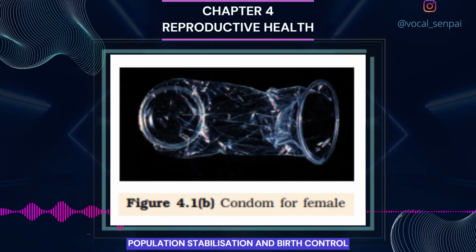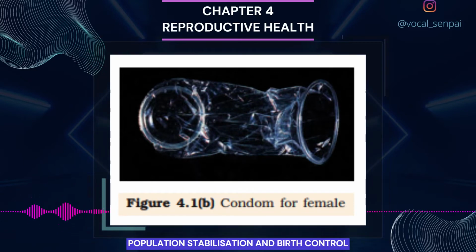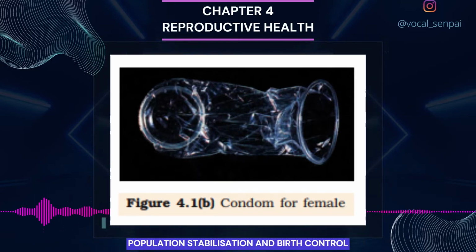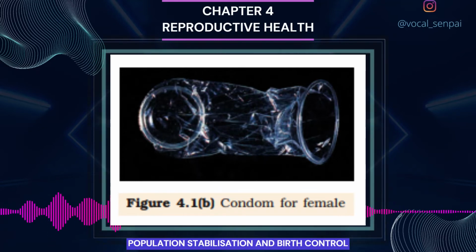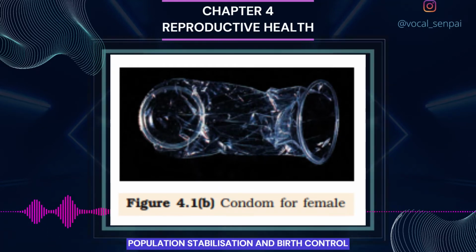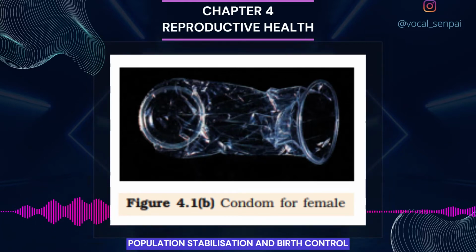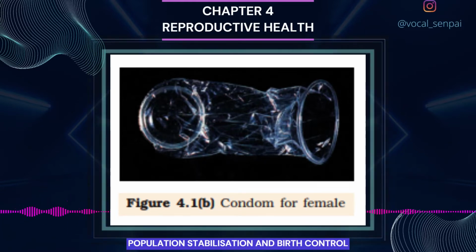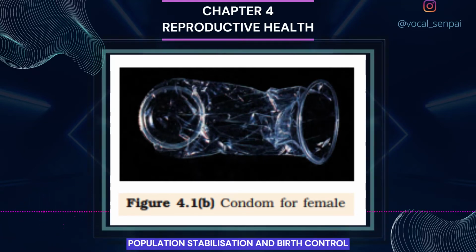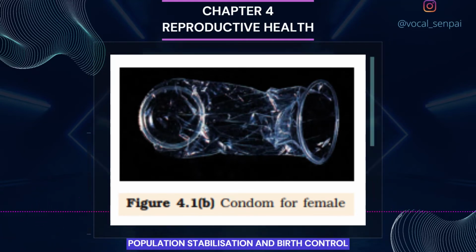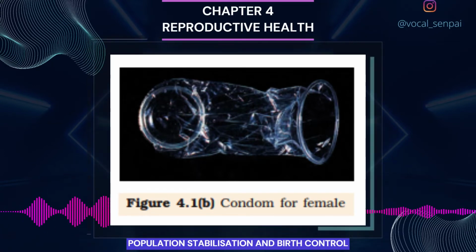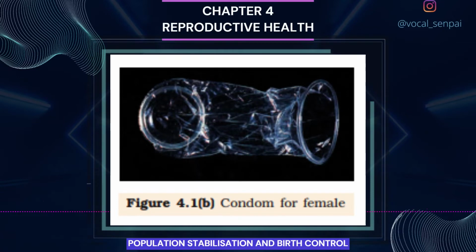Natural methods work on the principle of avoiding chances of ovum and sperms meeting. Periodic abstinence is one such method in which the couples avoid or abstain from coitus from day 10 to 17 of the menstrual cycle when ovulation could be expected. As chances of fertilization are very high during this period, it is called the fertile period. Therefore, by abstaining from coitus during this period, conception could be prevented.